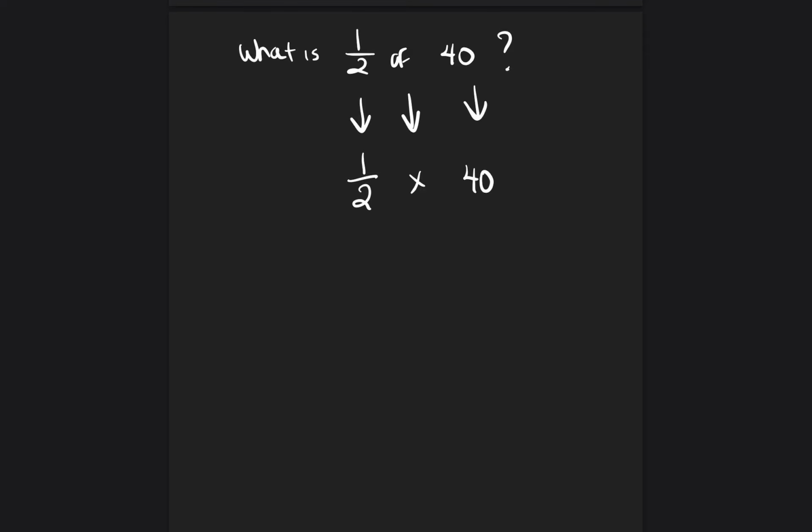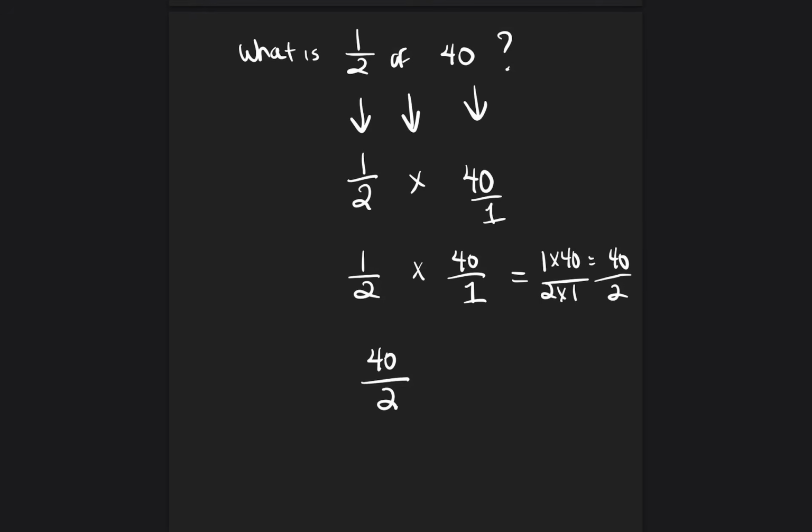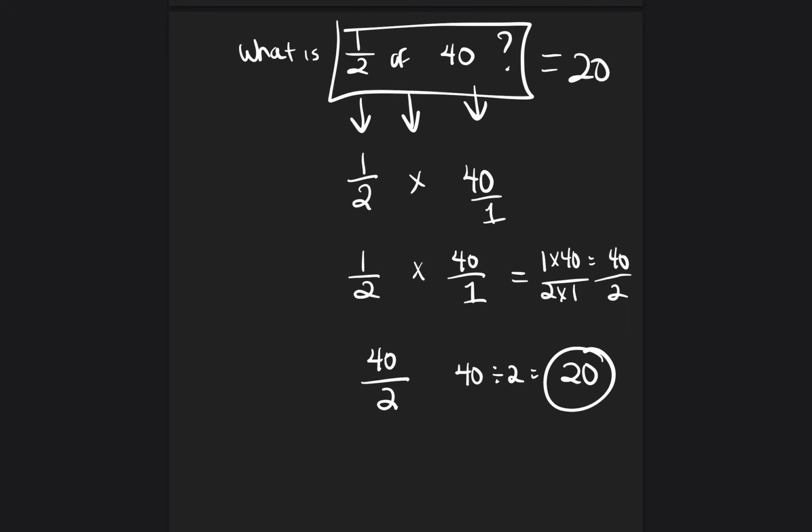So 1/2 times 40 is the same as saying 1/2 times 40 over 1. The reason why you could put this over 1 is because every whole number can be written as a fraction just by putting it over the number 1. And now that we are an expert at multiplying fractions, we could do 1 times 40 on the top, which is 40. And we could do 2 times 1, which is 2. So we have 40 over 2. Earlier we learned that fractions just represent division. So 40 divided by 2 is 20. So 1/2 of 40 is equal to 20.